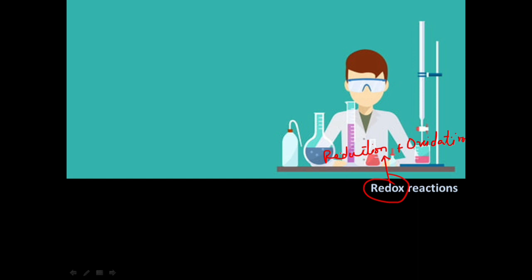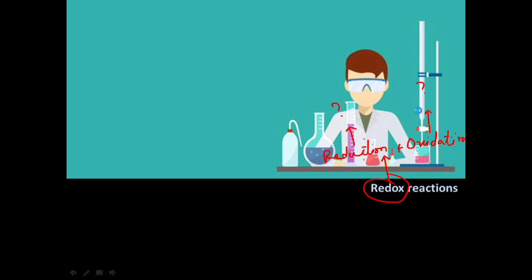In this chapter we will study what we mean by reduction, what we mean by oxidation, and then we will also learn how, by seeing a reaction, we can tell whether the reaction is undergoing reduction or oxidation. These are the basic things we are going to learn from this chapter. Once we cover the basics, we will move to some application part. That one we will study as we move on.